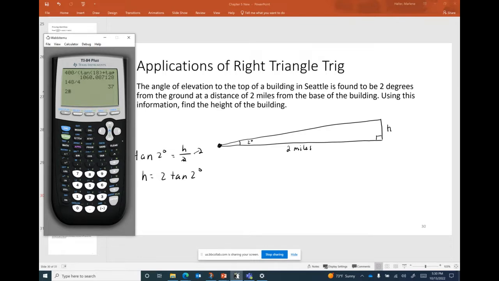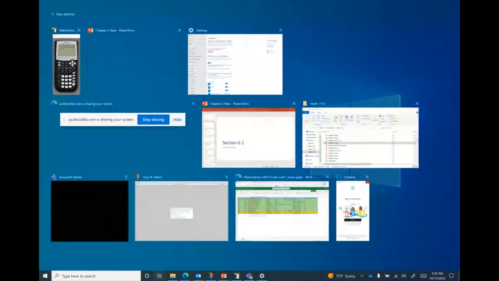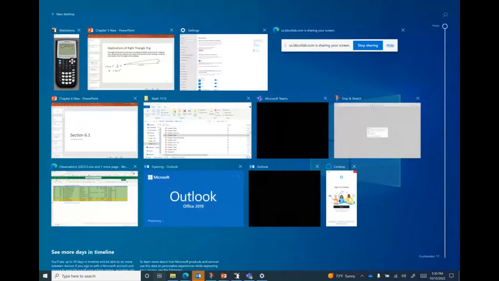Oh, and by the way, be very, very careful when you have to use your calculator. Make sure that you're in degree mode if you're dealing with degrees, or radian mode if you're dealing with radians. It's one of the most common mistakes that I see in this class, forgetting which mode you're in.